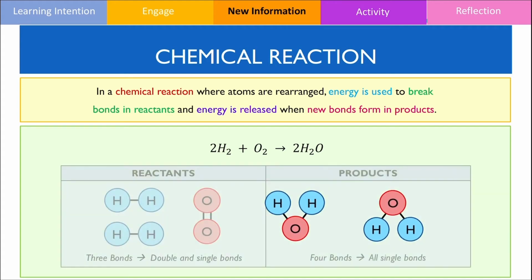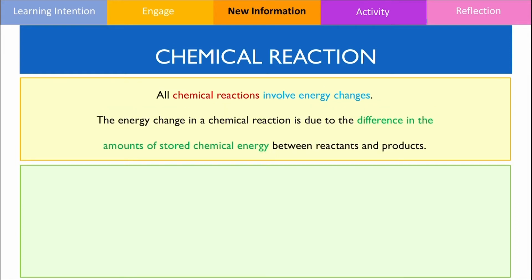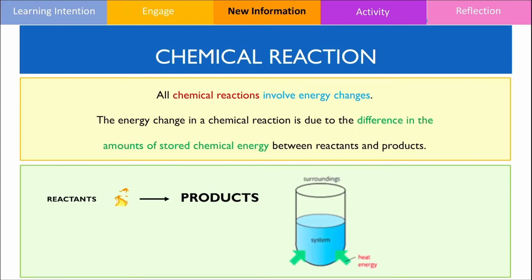Because the number and types of chemical bonds has changed in this chemical reaction, all chemical reactions will undergo a change in energy. This is due to the differences in the amount of stored chemical energy between the reactants and products. You can have chemical reactions where the energy content in the products is greater than the energy content in the reactants. Because more chemical energy is found in the products, the reactants will need to absorb energy from the surroundings in order for this reaction to occur.